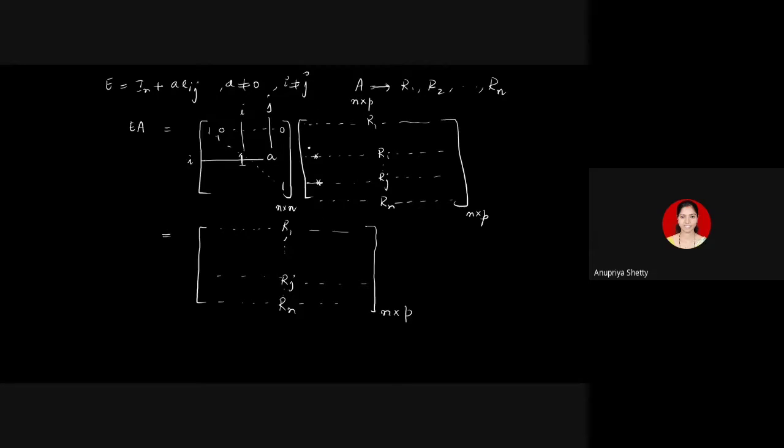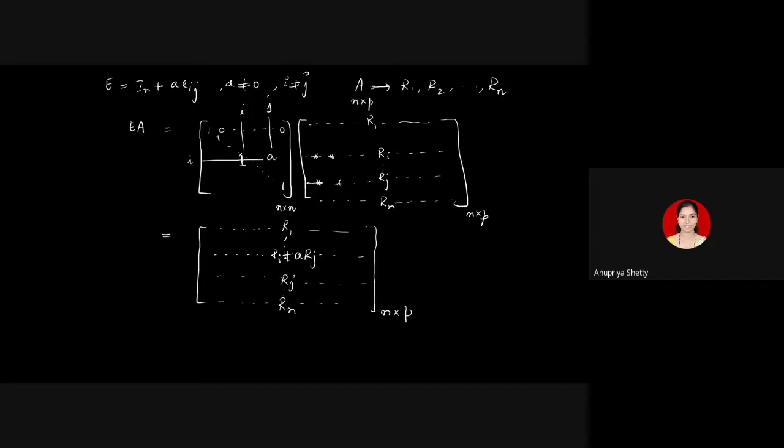First column, 1 into this entry plus a into this entry. Second column, 1 into this entry plus a times the second entry. So what appears in the ith row is row i of A plus a times row j. This is the effect when you multiply any matrix A with rows R1, R2, etc., Rn on the left by an elementary matrix of type 1.